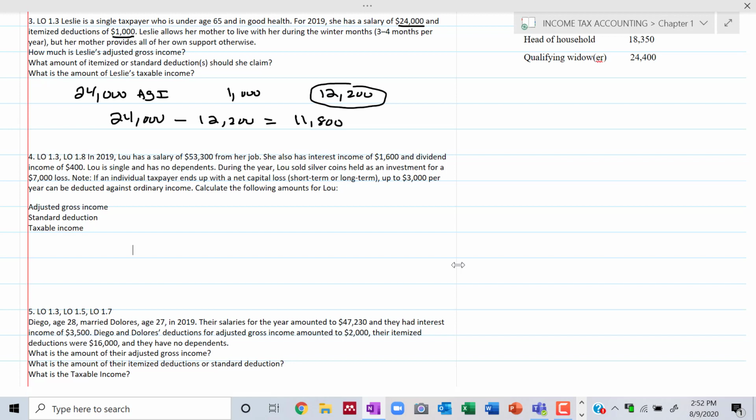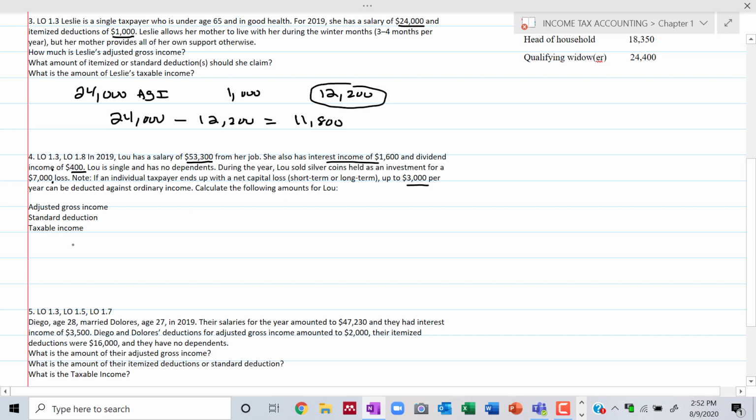First we'll go back to the problem and identify the amounts. Lou has a salary of $53,300, interest income of $1,600, dividend income of $400, and an investment loss of $7,000, and remember $3,000 is the ceiling.